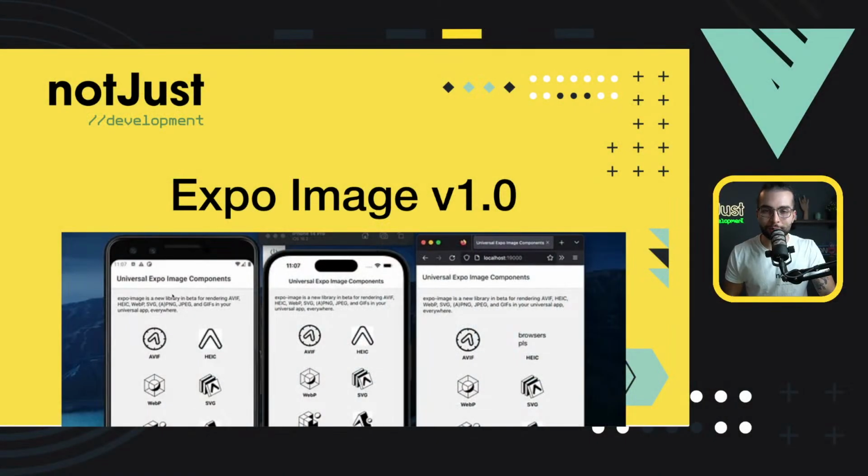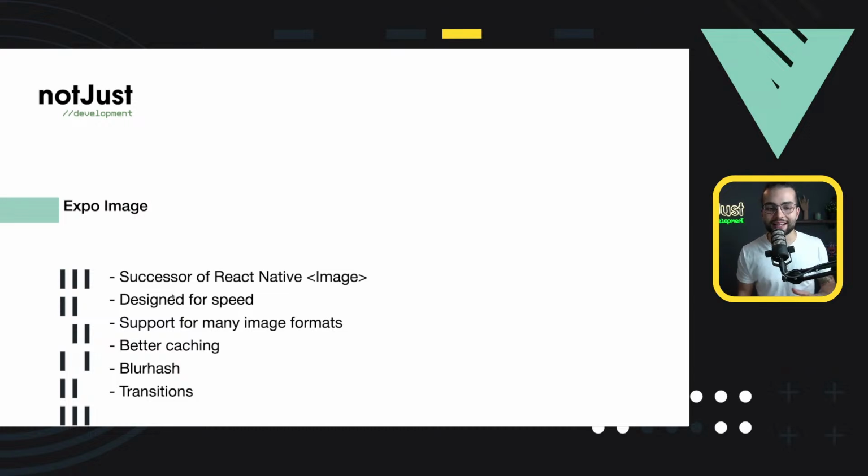And the next new package that was added to Expo, and I think that is going to be used by a lot of you because it's such primitive functionality, is Expo Image. So Expo Image is a successor of a React Native image component. And you might think, like, why do we need another image component?